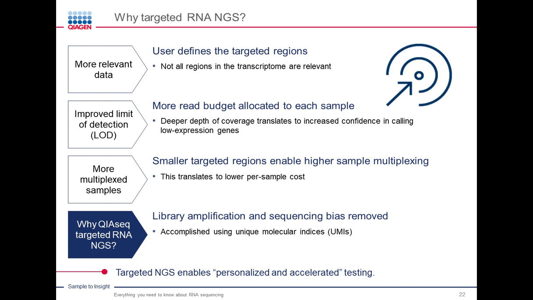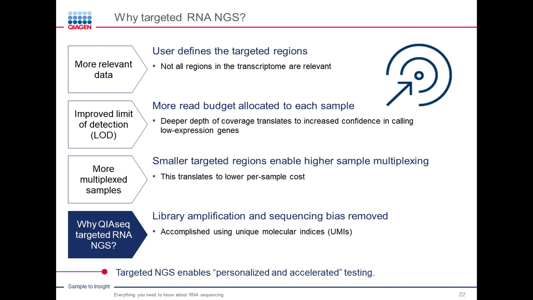Okay, so now moving beyond the world of whole transcriptome analysis. Beyond whole transcriptome analysis, you can perform targeted RNA-seq or you can perform qPCR validation. But since today we're talking about sequencing, we'll focus on targeted RNA NGS. So why should you do targeted NGS? Basically, it gives you the ability to have more relevant data. This is because you are defining your targeted regions, because in whole transcriptome, you have regions that are not of interest to you. So you're able to pinpoint what you want.